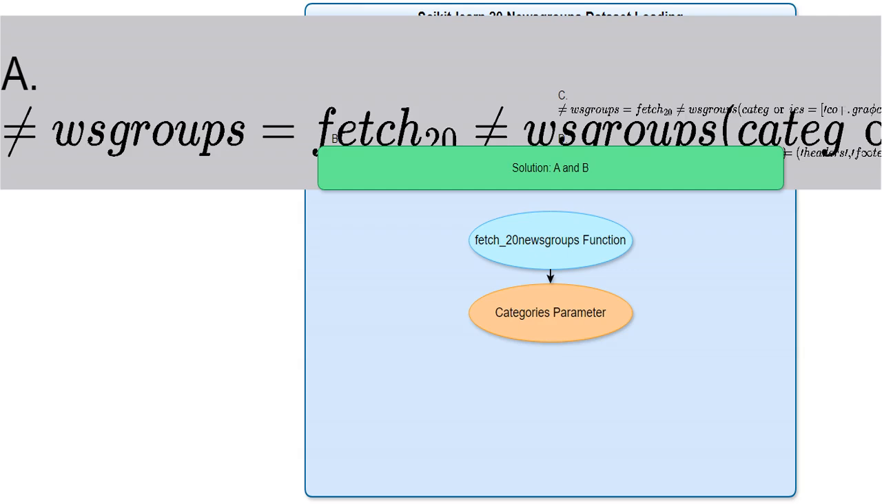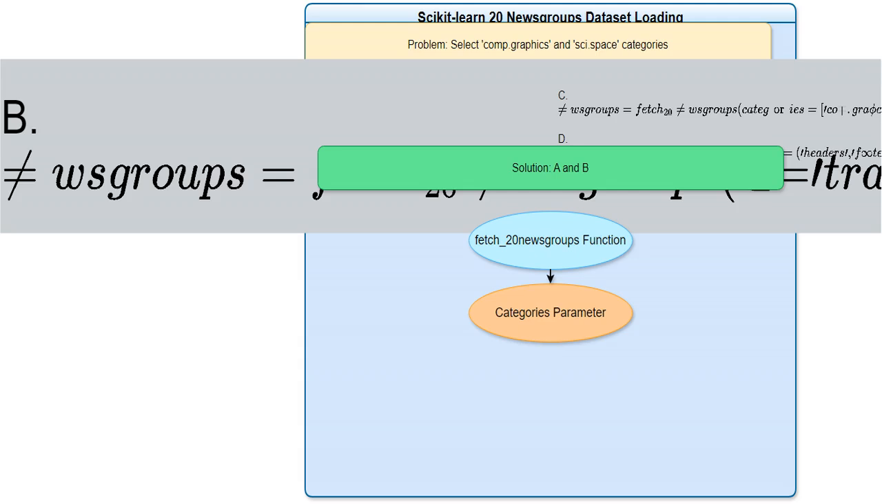This is one way to do it. I use the categories parameter with a list of the desired categories. This is the most straightforward approach. Similar to option A, but I also specify subset equals train. This limits the data to the training set, which is perfectly fine, even though it's not strictly required by the problem statement.